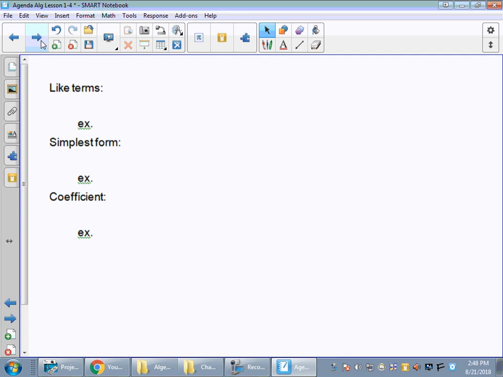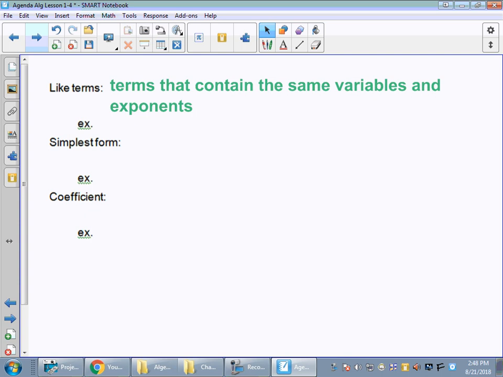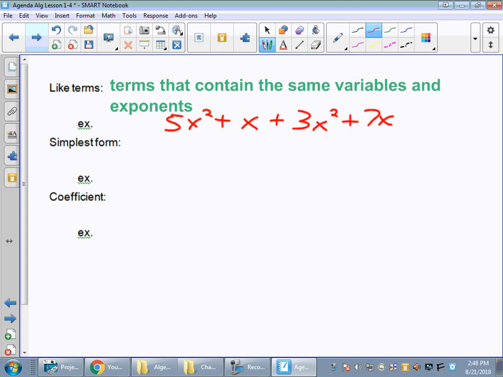All right, some more terms here. Let's talk about what like terms are. Like terms are terms that contain the same variables and exponents. We're talking the exact same variables and exponents. So if I give you an example, let's say 5x squared plus x plus 3x squared plus 7x. In this case, we're looking for terms that have the exact same variable and the exact same exponents. So here we have a couple of those.